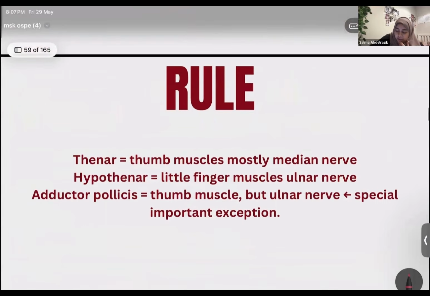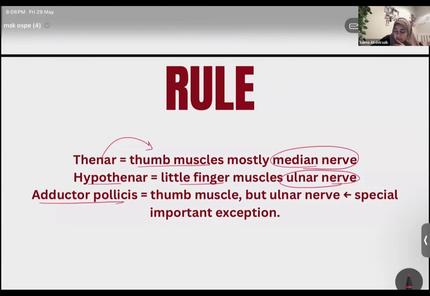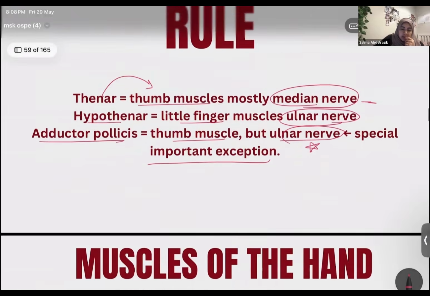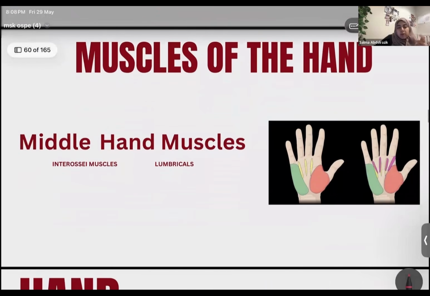So we have a rule. The thenar are thumb muscles, mostly supplied by, or innervated by, the median nerve. Hypothenar is the little finger muscle, ulnar nerve. Adductor pollicis is the thumb muscle, but it's supplied by the ulnar nerve, not the median nerve. It's a special exception. Cool. And like we said, we have thenar, hypothenar, and we have middle hand muscles, which are the interossei and the lumbricals.